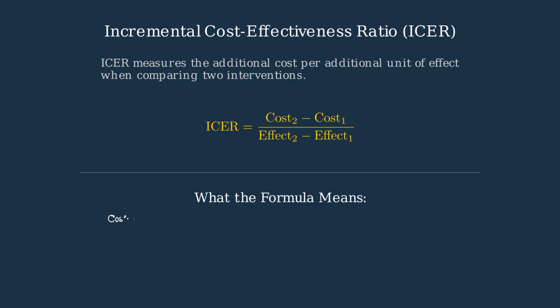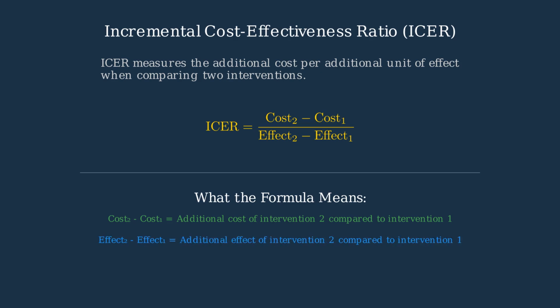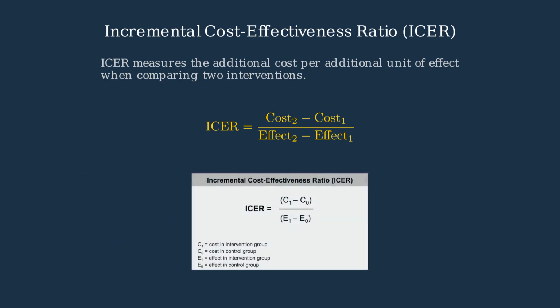Breaking down the formula, the numerator represents the additional cost of intervention 2 compared to intervention 1, while the denominator represents the additional effect or health outcome gained from intervention 2 compared to intervention 1. Here we can see the standard ICER formula clearly expressed. The variables C1 and C0 represent the costs, while E1 and E0 represent the effects or outcomes of the interventions being compared.